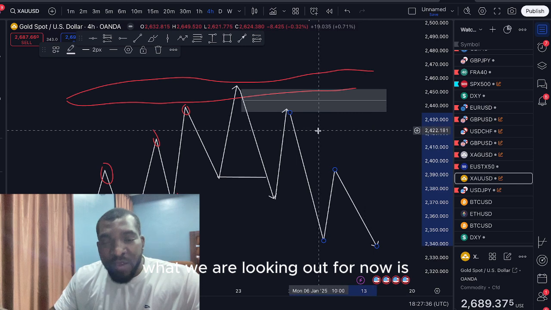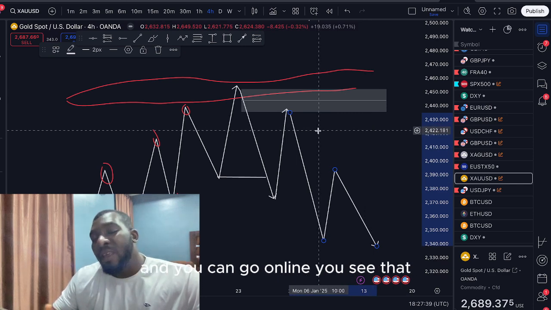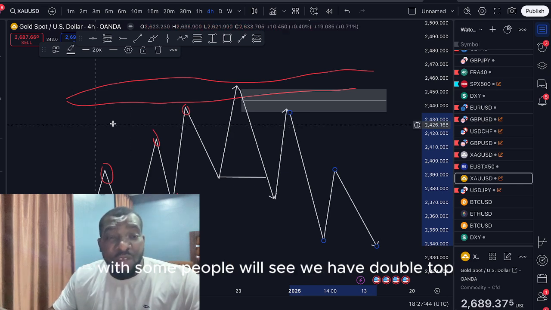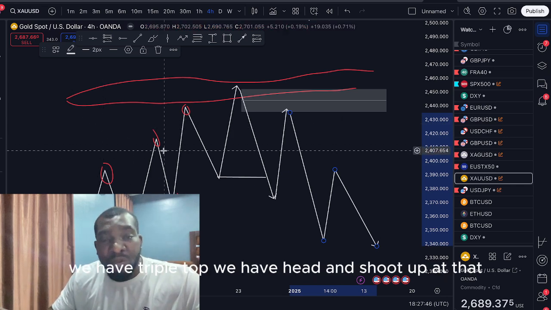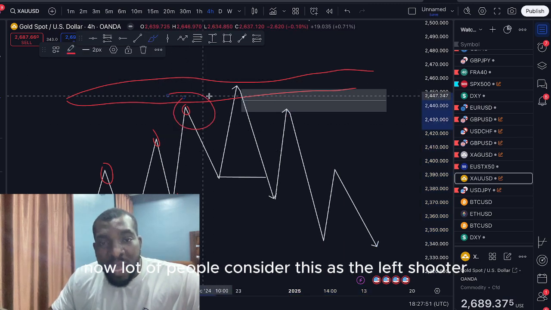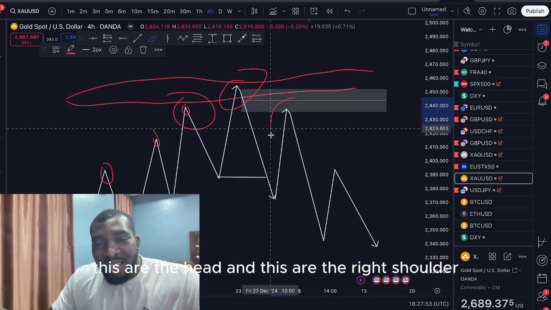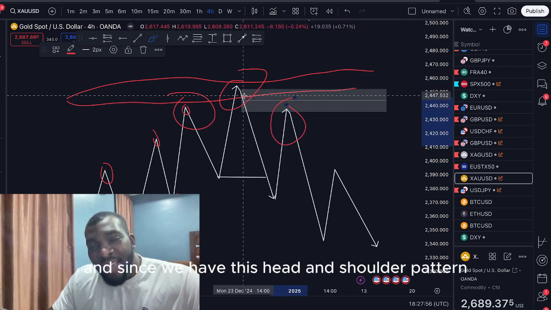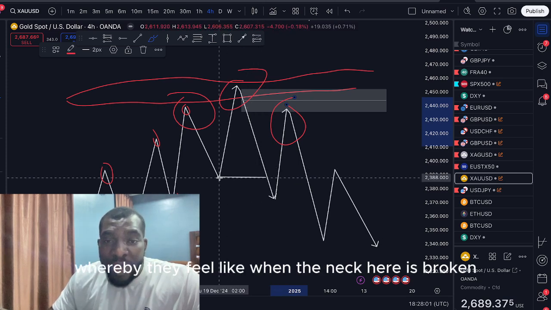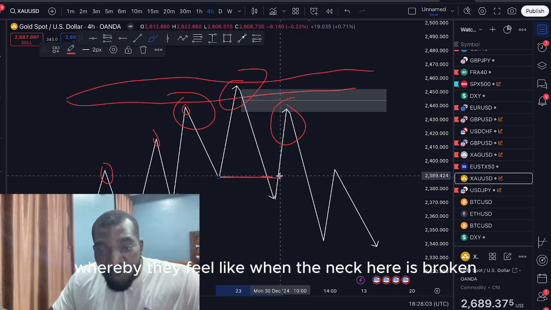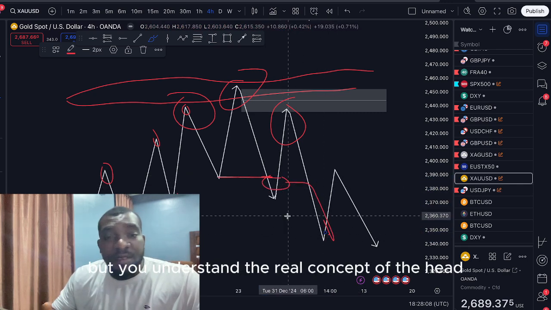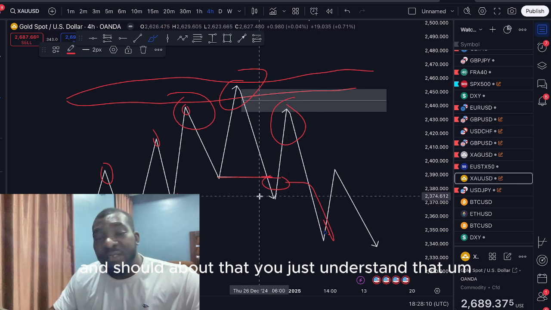What we are looking out for now is the head and shoulder pattern. If you go online, you see that there are multiple ways of taking trades in the market. Some people will say we have double top, we have triple top, we have head and shoulder pattern. A lot of people consider this as the left shoulder, this as the head, and this as the right shoulder. Since we have this head and shoulder pattern, people see it as a confirmation entry to take a trade, whereby they feel that when the neck here is broken, they are going to take their entry to continue selling the market.